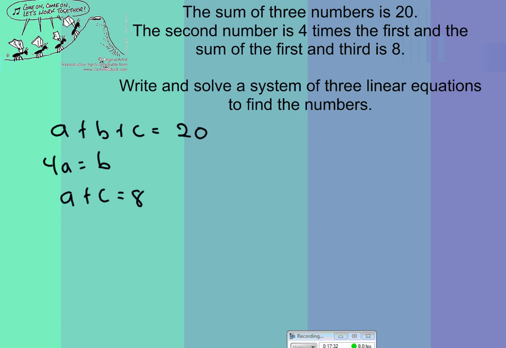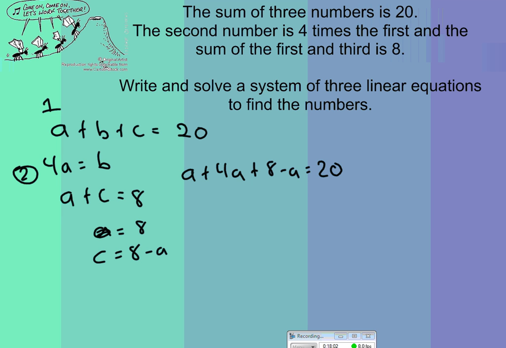So here's kind of what I can do. I need to solve this. All right, so A plus B plus C equals 20. 4A is B. Okay, so I can replace this. I can say A plus 4A, and then C is going to be equal to 8 minus A. So I can put that in for C. Plus 8 minus A equals 20. All right, so first number, second number, third situation, and then we can solve it.